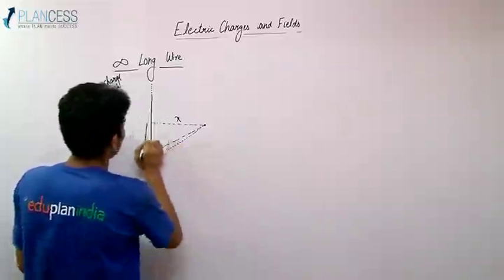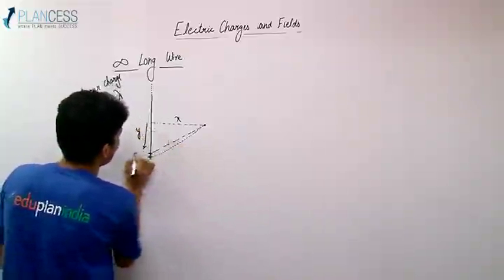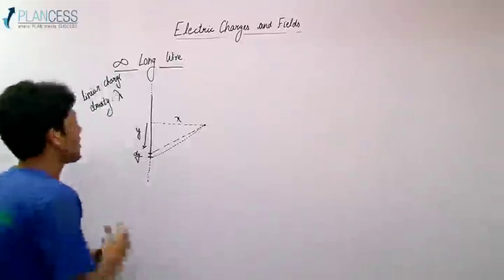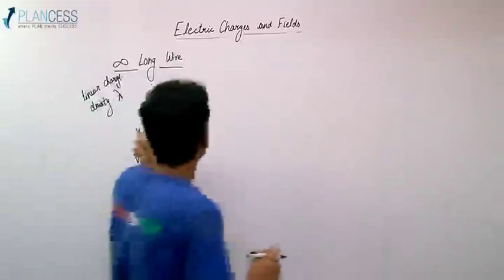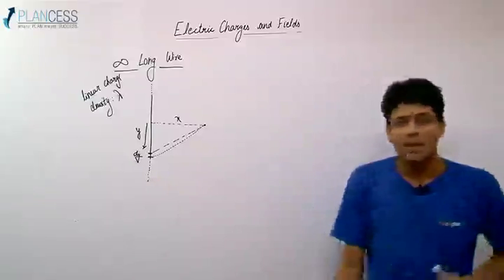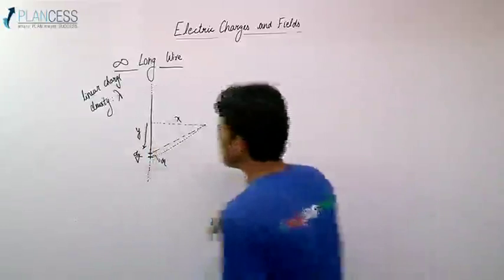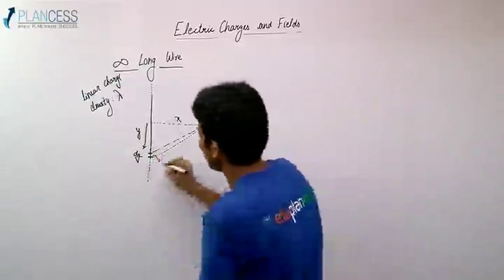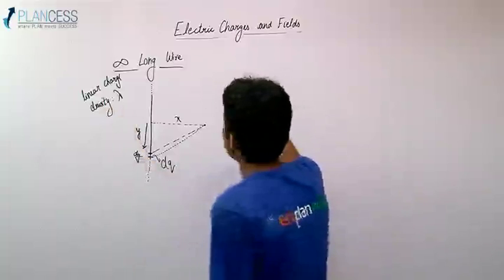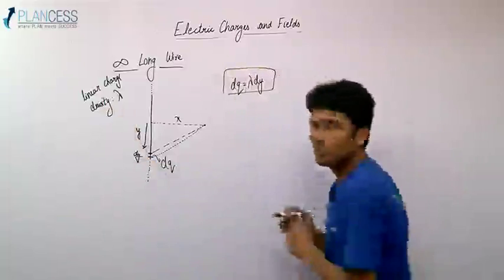At a distance of y, this element would be dy. So this element is dy, and this lambda, at a distance y, it can be taken above or below, it does not matter. This is a very small element dy. Let us calculate the charge dq on this small element. So dq can be written as charge per unit length into the length, which is dy. So we can easily write dq equals lambda dy.